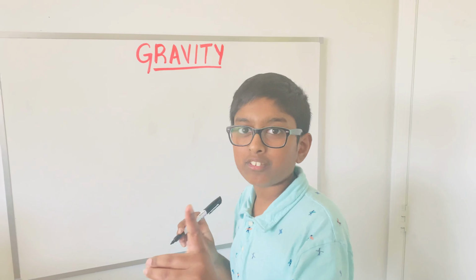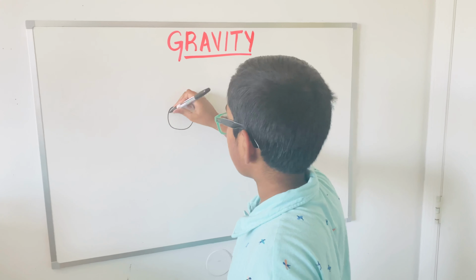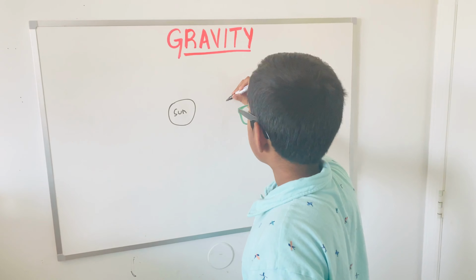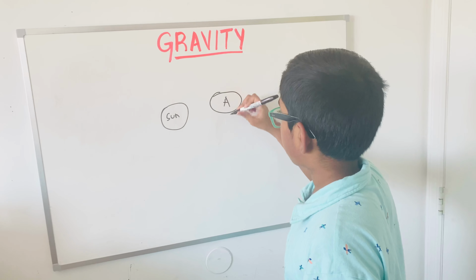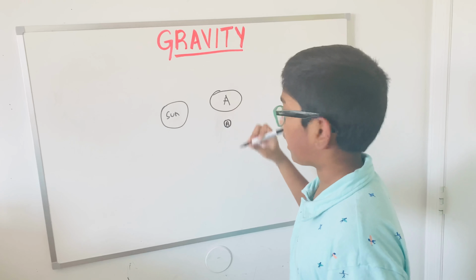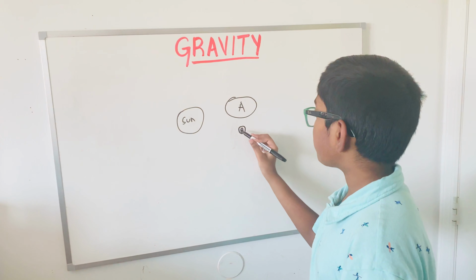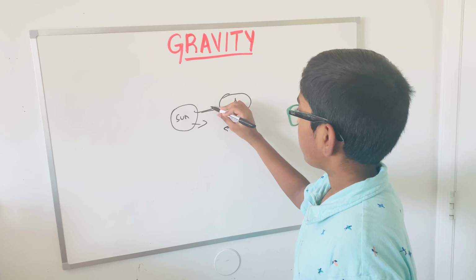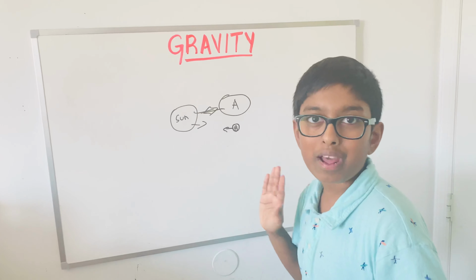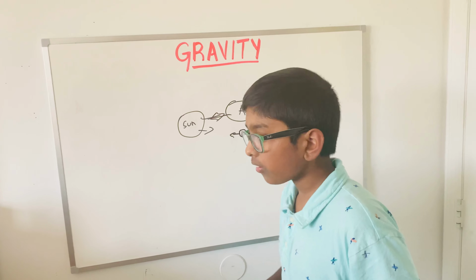Which has the less gravity? So, Sun here. So, we'll put planet A and planet B. Which has the less gravity? It would obviously be planet B because it has less gravity and planet A has the most gravity.